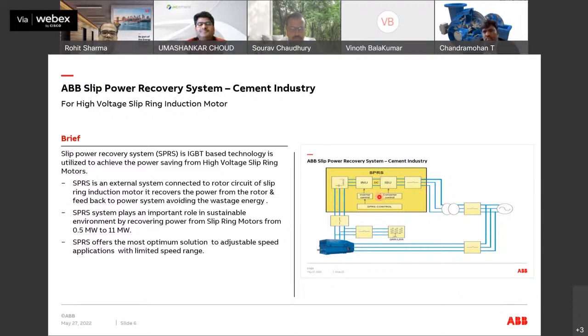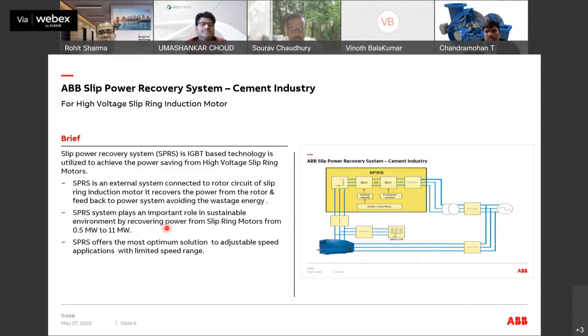So that particular energy is almost fed by the grid and is stepping up in the voltage level of 11 kV, 6.6 kV or 3.3 kV. So the SPRS system is more sustainable to the environment when it comes to energy saving, and it recovers the power from the slip ring motor ranging from 0.5 megawatt to 11 megawatt.